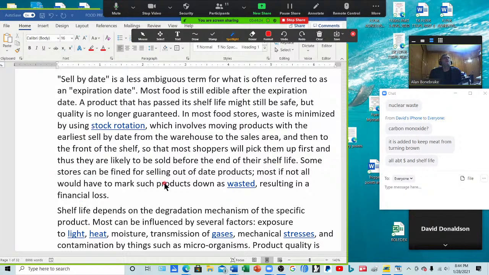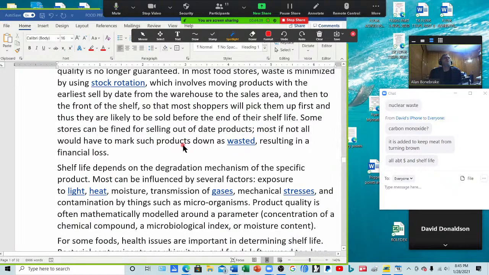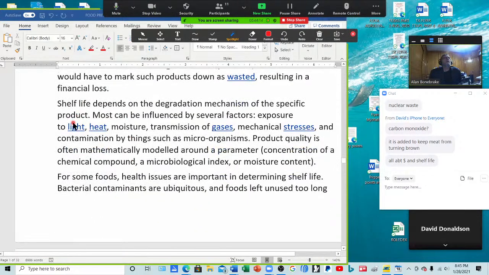Some stores can be fined for selling out-of-date products. Most, if not all, would have to mark such products down as wasted, resulting in financial loss. Shelf life depends on the degradation mechanism of the specific product. Most can be influenced by several factors: exposure to light, heat, moisture, transmission of gases, mechanical stresses, and contamination by things such as microorganisms. Product quality is often mathematically modeled around a parameter: concentration of a chemical compound, microbiologic index, or moisture content.